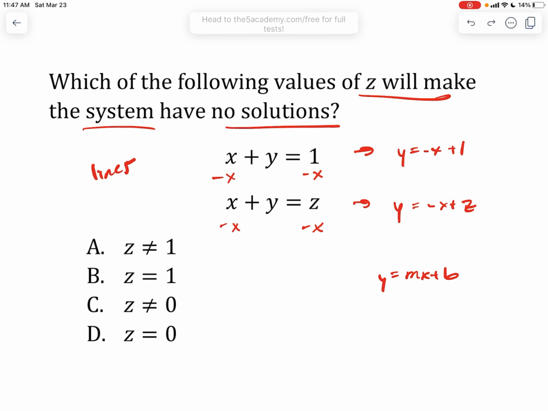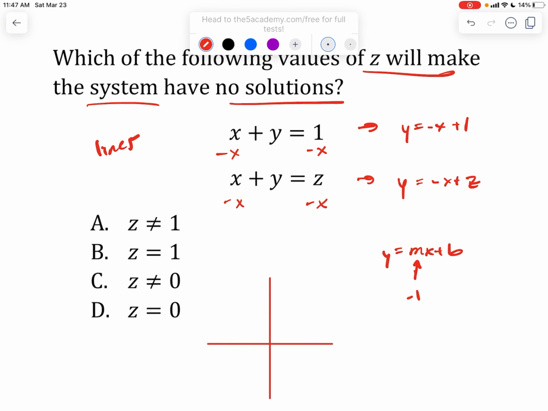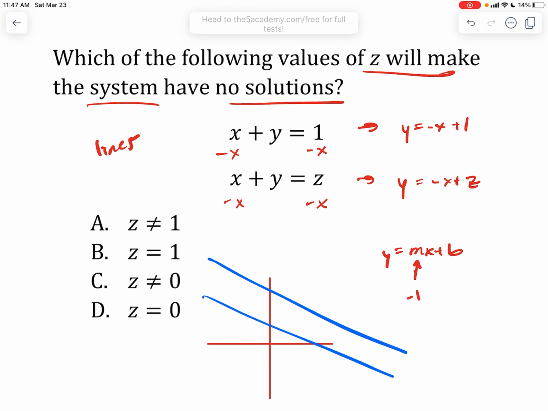So what you notice right away is that they have the same slope. The m value is actually going to be -1 for both. That means that the lines are parallel. If they have the same slope, they are parallel. So if I was to graph them with a slope of -1, they would look like what you see in blue here. They would look like something like this, right? They would be parallel. This is not a perfect representation, but it would look like this, okay?